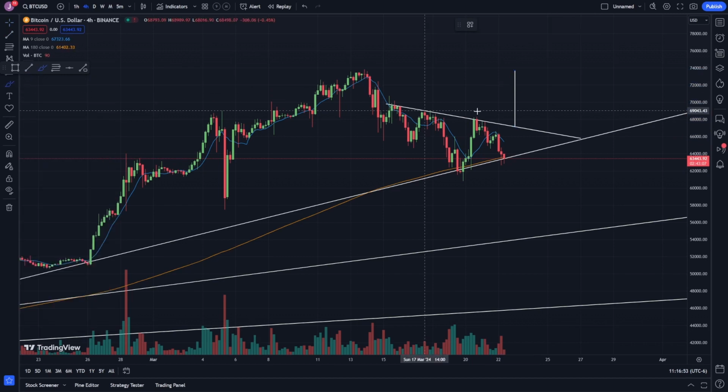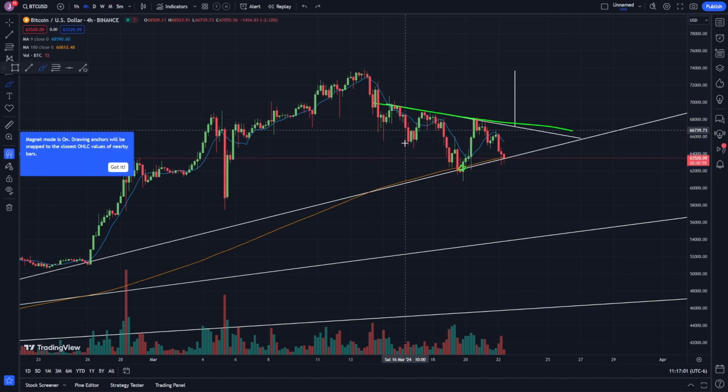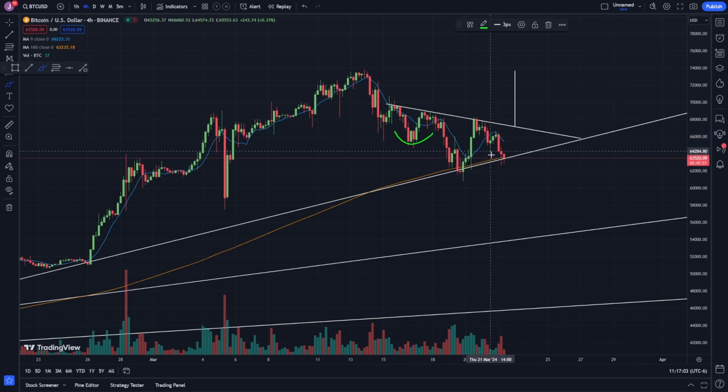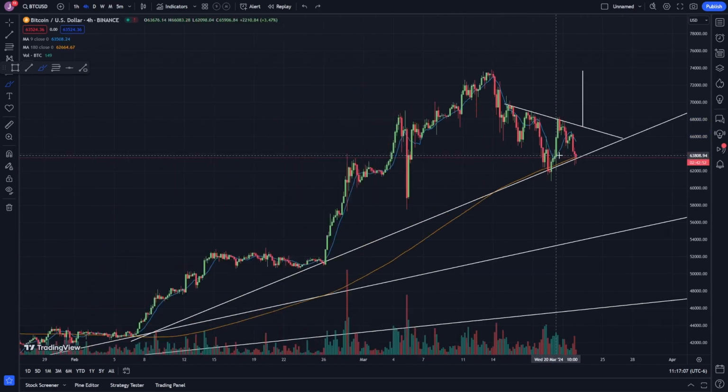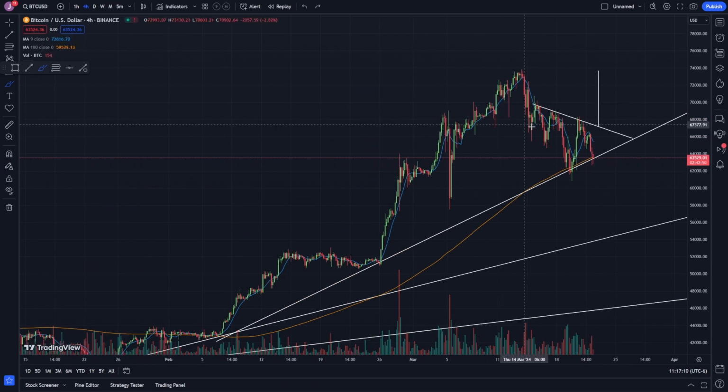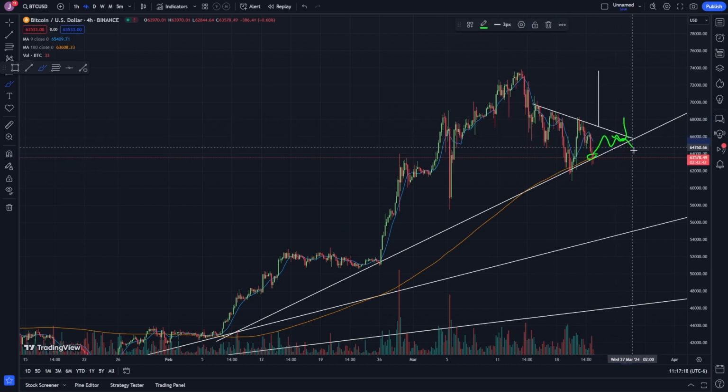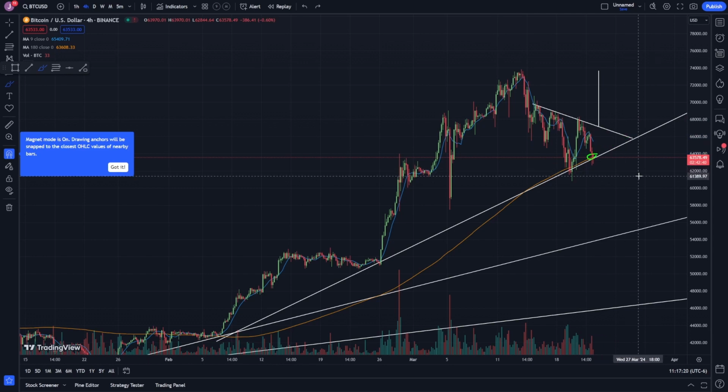Basically, we have a neckline like this, and then we target from the bottom to the top of the head area, and then there's the shoulders, and then the head. But like I said, we'd have to get a bounce right here. So yeah, I'm not really sure. Let's see if we can bounce right here, and if we do, then I don't know, it's still possible that we're stuck in this little area, and we'd have to wait for a breakout to the upside or downside to really know if we're going up or down.